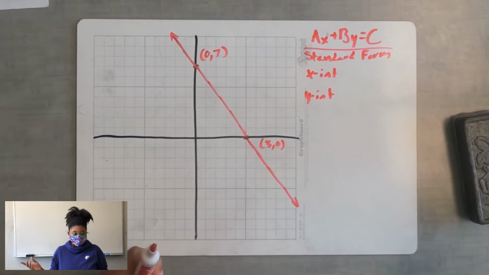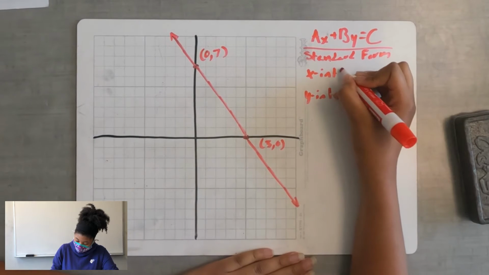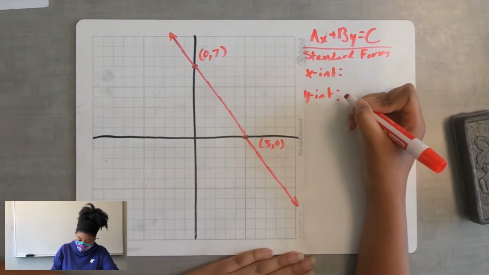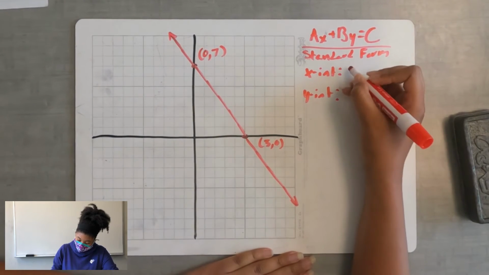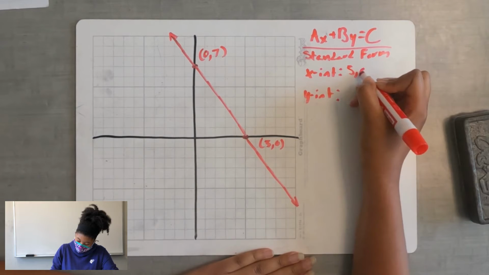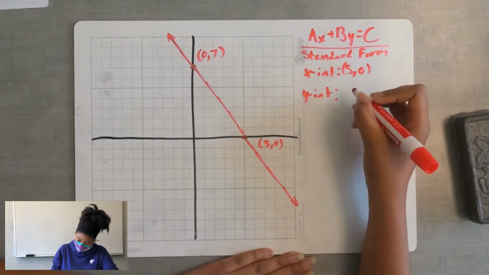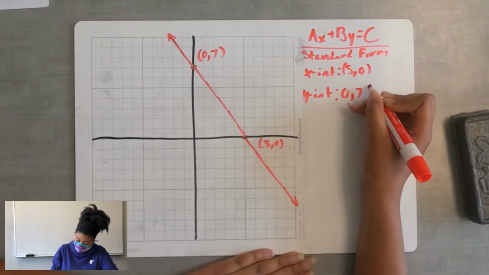Hello, my name is Nico, and today I'll be teaching you the standard form. So the first thing you want to do is find your x-intercept and your y-intercept, and in this case our x-intercept is 5, 0, and our y-intercept is 0, 7.